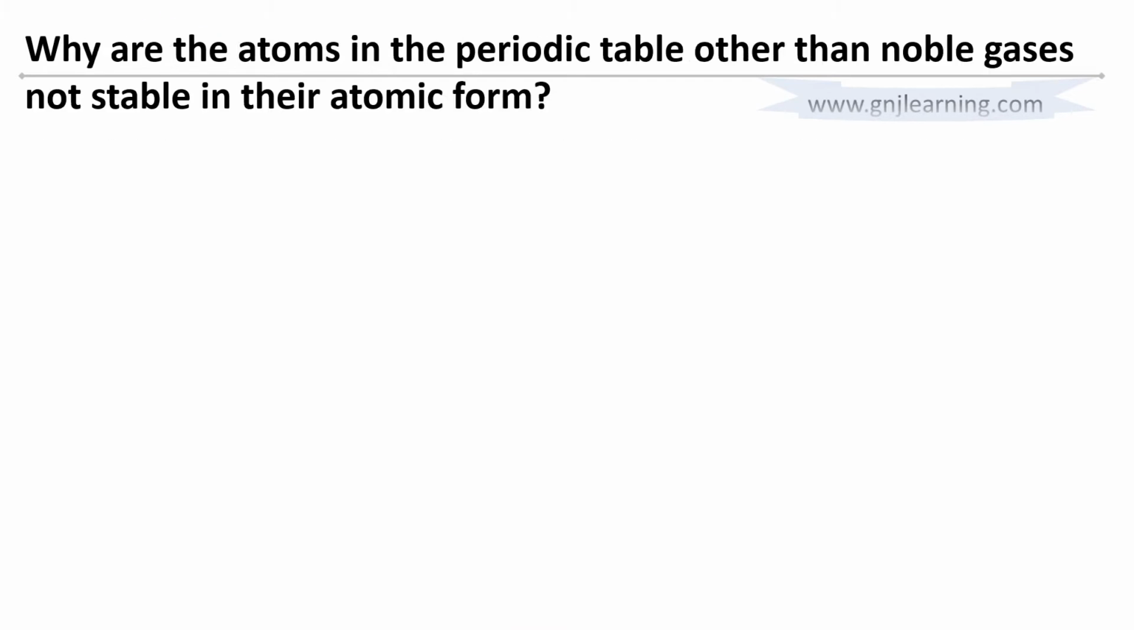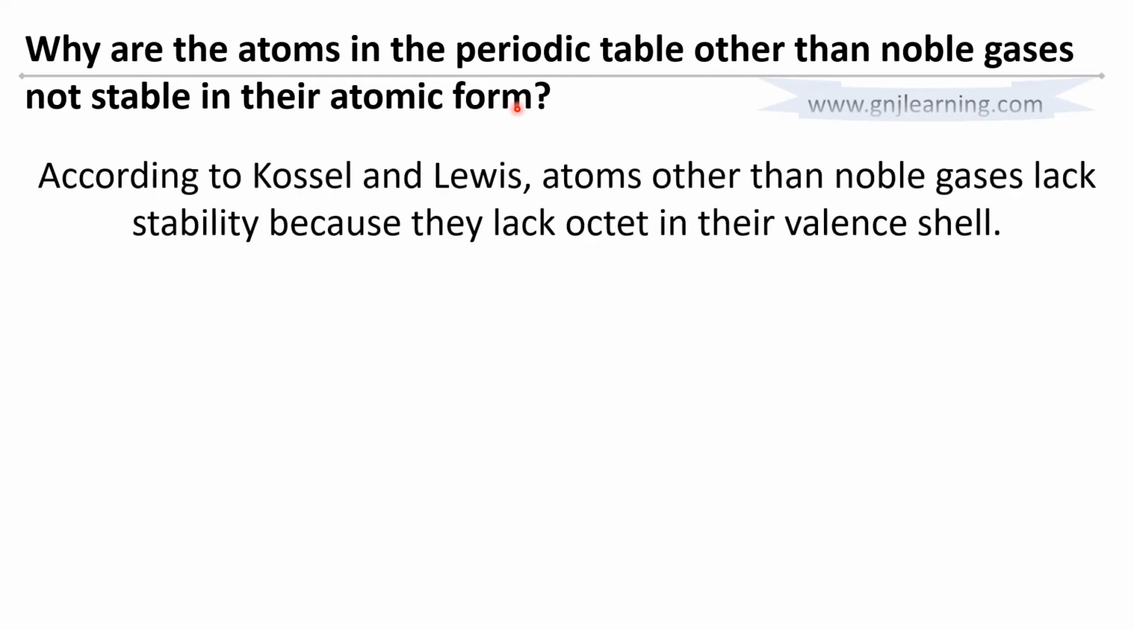So the next question: since the noble gases are stable due to octet, why are the atoms in the periodic table other than noble gases not stable? If stability of noble gases is due to octet, the other atoms are unstable because they lack octet. So according to Kössel and Lewis, atoms other than noble gases lack stability because they lack octet. Only noble gases have the octet.